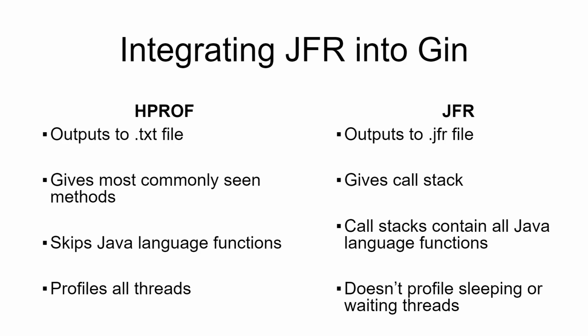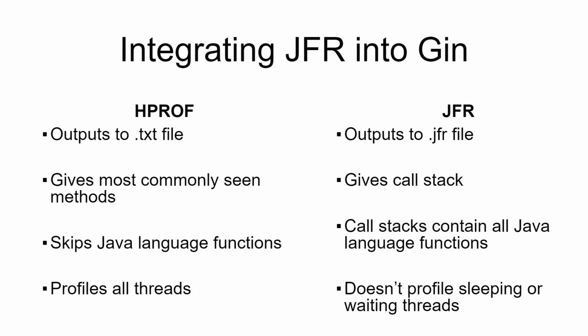HProf pre-processes the data and just gives us the most commonly seen methods on top of the call stack. So HProf obviously gave us that nice little document with the ranks and the method name. JFR doesn't give us that. It just gives us a list of the call stack traces that it sampled.